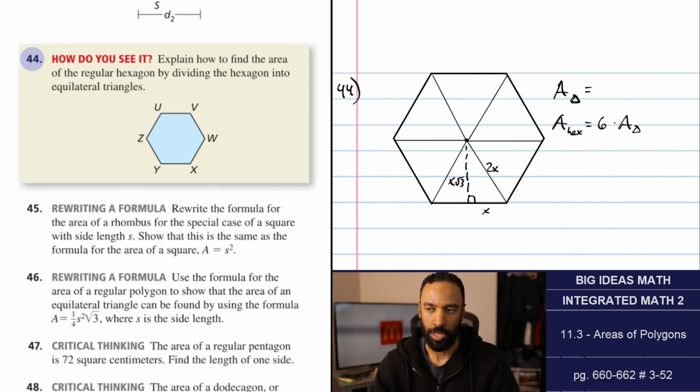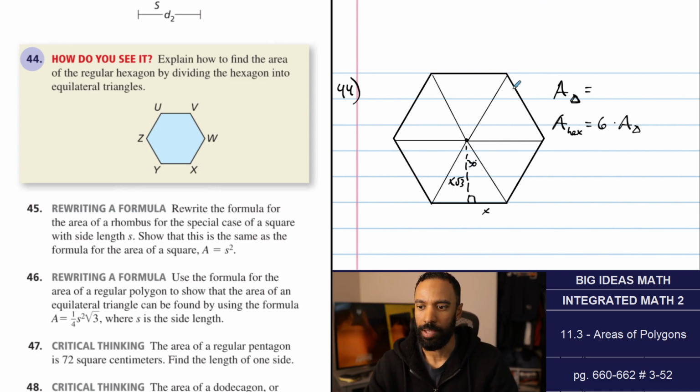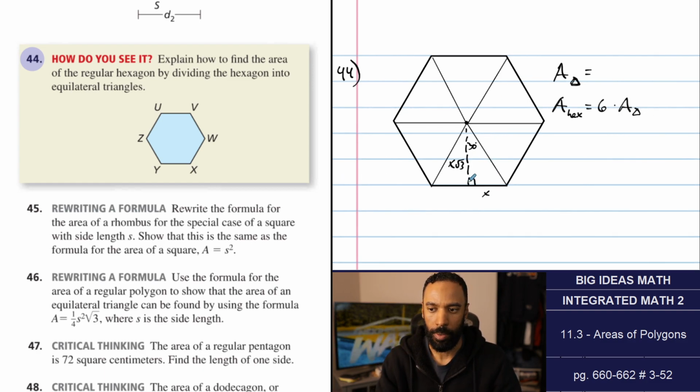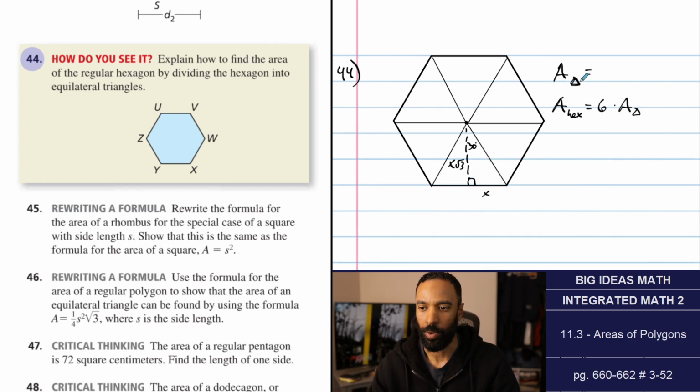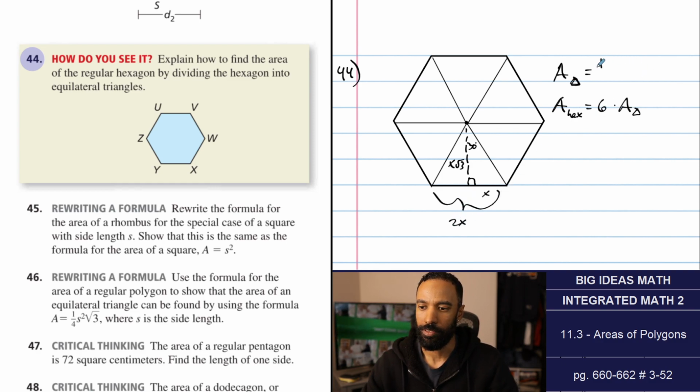I'm just stating that this is a 30-60-90 triangle because that 60 is broken up into 30 there. So this is x root 3. Now, I'm not doing the apothem perimeter stuff. I'm just finding the area of that one triangle. If that's x, this whole thing is 2x. So the area of the triangle is 1/2 base times height.